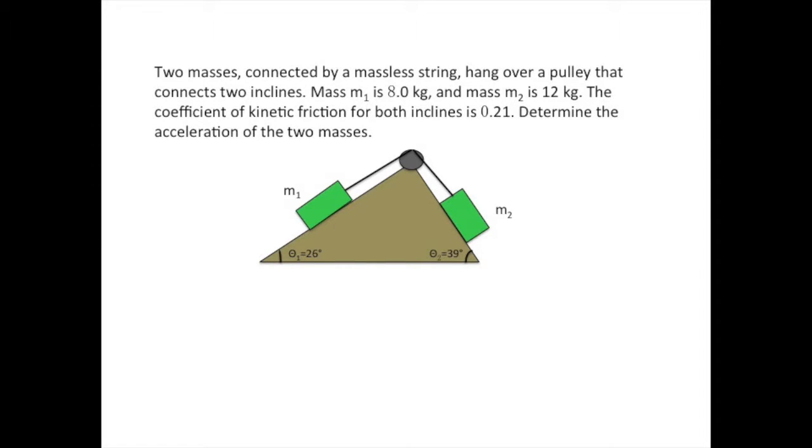Two masses connected by a massless string hang over a pulley that connects two inclines. Mass 1 is 8 kg and mass 2 is 12 kg. The coefficient of kinetic friction for both inclines is 0.21. Determine the acceleration of the two masses.